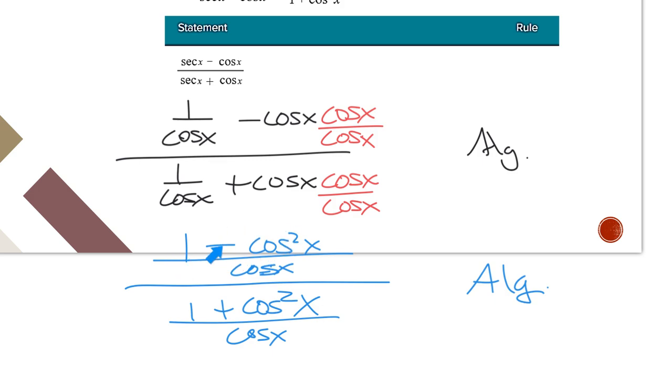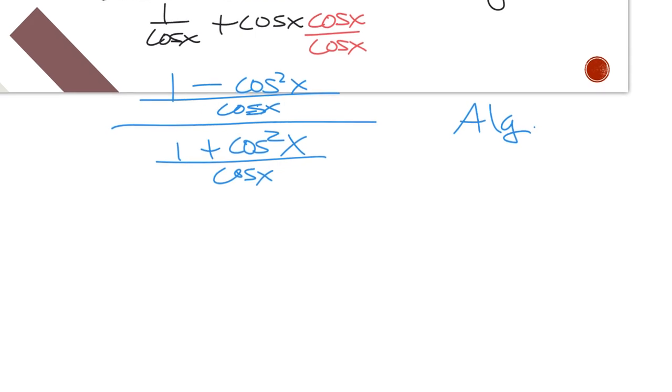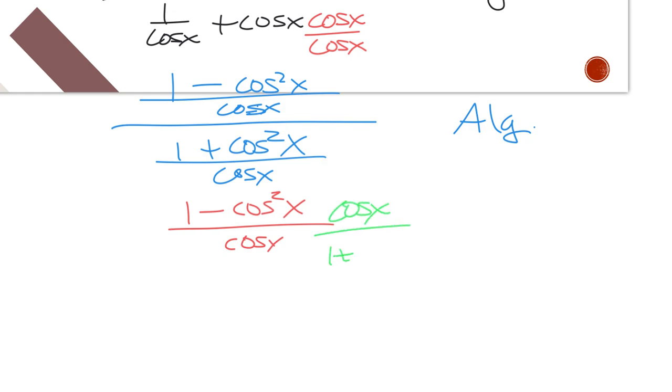Now we have a fraction divided by a fraction, so we're going to keep change flip. So doing some more algebra, let's move this up. Keep change flip. The top will remain the same, so 1 minus cosine squared of x over cosine of x. And then we will keep change flip, so it ends up being cosine of x over this 1 plus the cosine squared of x, which is more algebra.